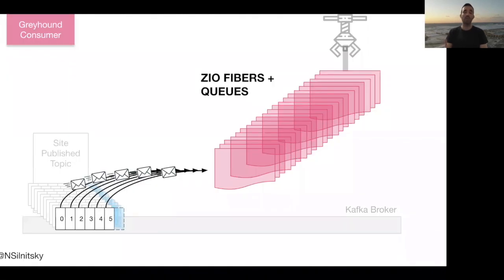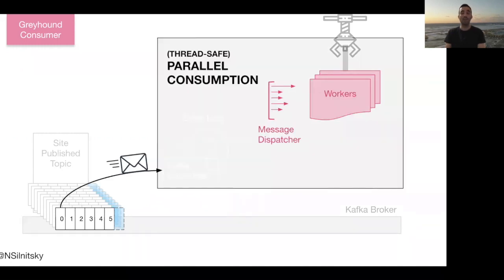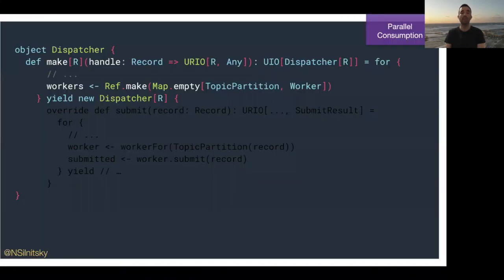So with Greyhound Consumer, we of course utilize ZIO fibers. Like I said, it's the very lightweight version of a thread that's very resource efficient, and also ZIO queues in order to implement the parallel work. So we can see how the message dispatcher and worker implement this parallel consumption.